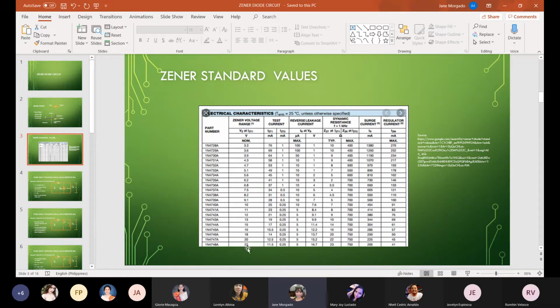And ano pang makikita natin dito? Wala siyang binanggit na PZ. Pero may binanggit siya na IZM, maximum Zener current. So you just multiply the Vz times IZM. So that would be your PZ, or maximum power dissipated by the diode. Okay?